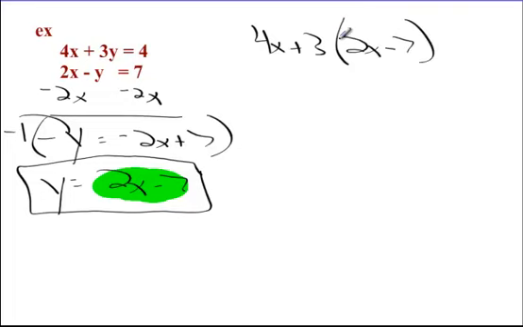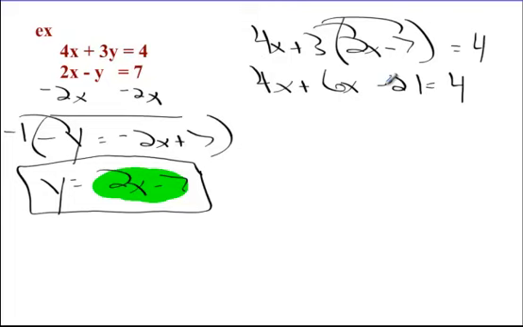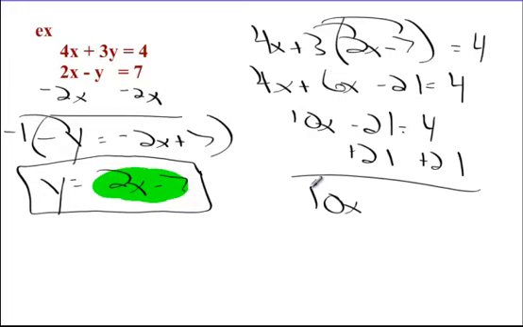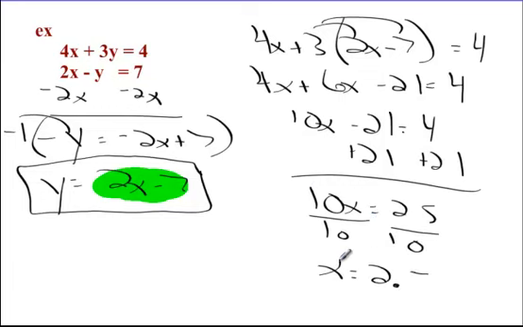4x plus 3 times (2x minus 7) equals 4. Distribute: 4x plus 6x minus 21 equals 4. Let's combine some like terms. 10x minus 21 equals 4. Plus 21, plus 21, 10x equals 25, and divide by 10. Okay, x equals 2.5.